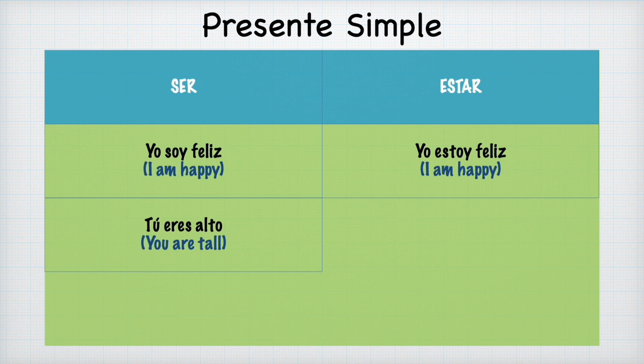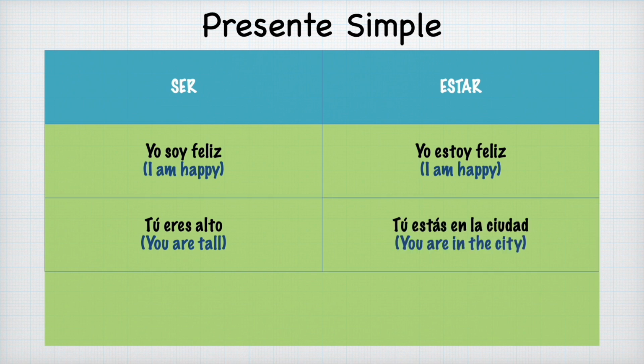Another example is tú eres alto. You are tall. This is a permanent condition, so we're going to use ser. Tú estás en la ciudad. You are in the city. Whenever we're talking about a location, we will use estar. Ellos son maestros. It means they are teachers. We'll always use ser with a profession and other nouns.